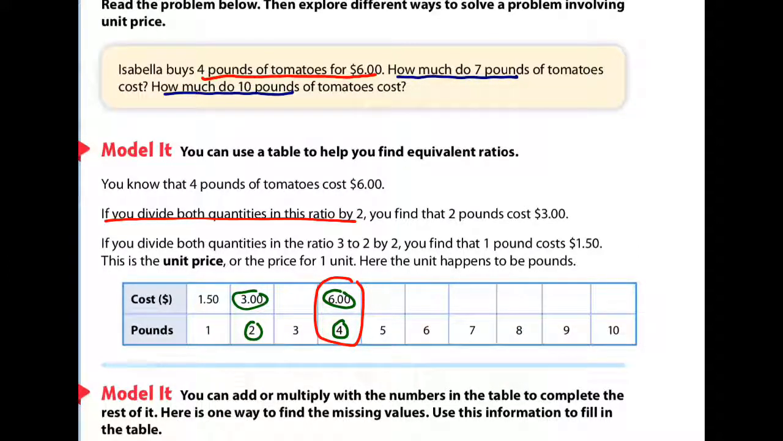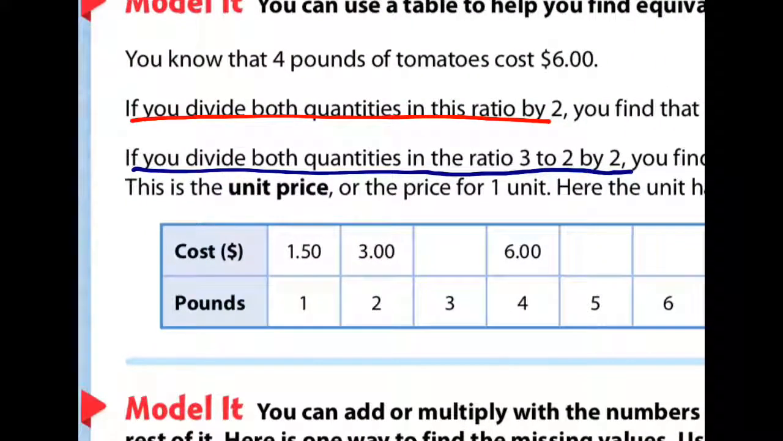Now let me erase some of my ink here. Now the next thing they said, I'm sorry, I'm getting kind of loud here. If you divide both quantities in the ratio 3 to 2 by 2, so I'm going to do that. So let's take a look at this ratio. If we divide 2 by 2, we get 1. If we divide $3 by 2, you get $1.50. And they said this is the unit price. And a unit price is the price for 1 item. And in this case, an item is 1 pound.